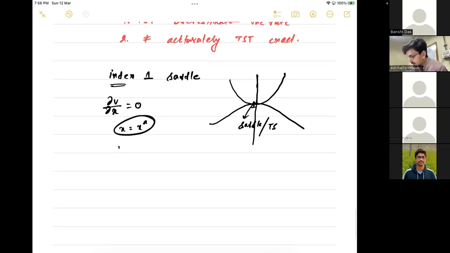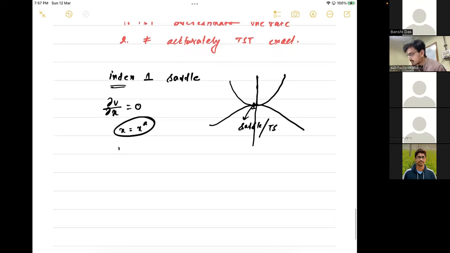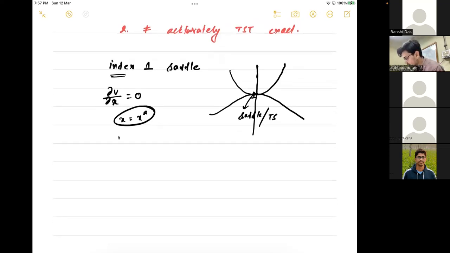But often the dividing surface does not coincide with the index 1 saddle. It actually exists in the phase space. So computing exactly where the dividing surface is is a little bit tricky. Then the TST will not give us an accurate value. That was my point actually.